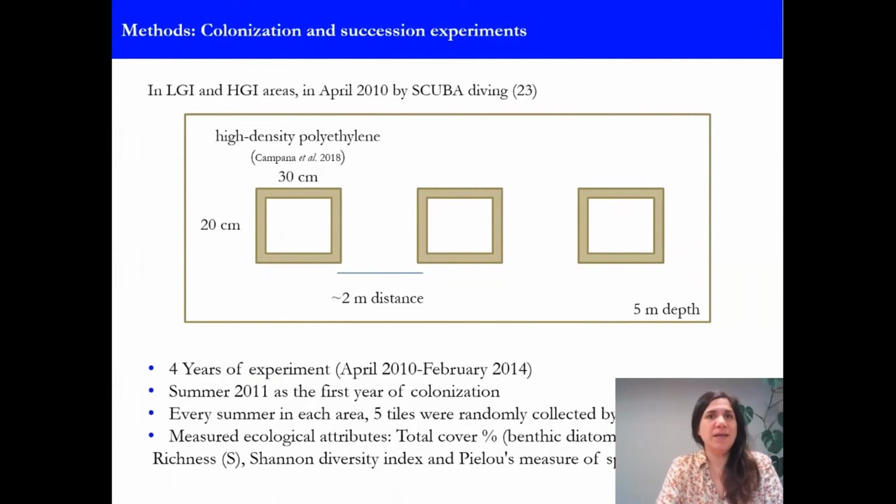So what we did is a colonization and succession experiment for 4 years. We started in April 2010, putting these tiles, these artificial substrates, in the low glacial influence area and the high glacial influence area. 23 tiles were put in each area, and every summer 5 tiles were taken, and we analyzed the identity of the macroalgal species, the richness, and the percent cover.